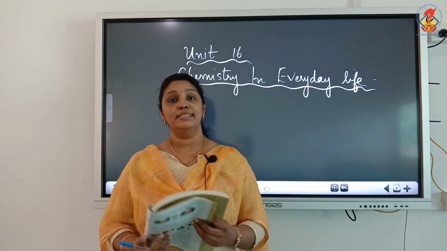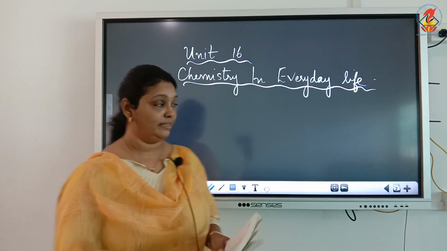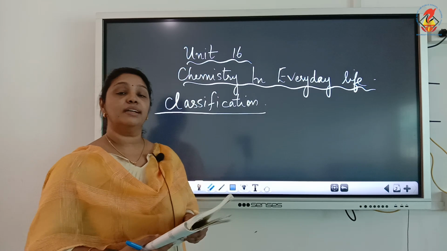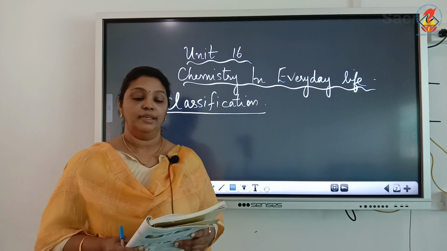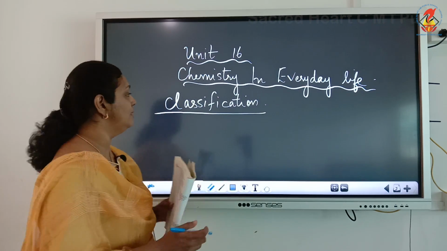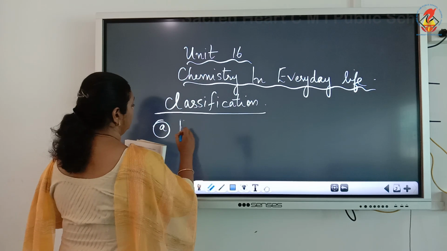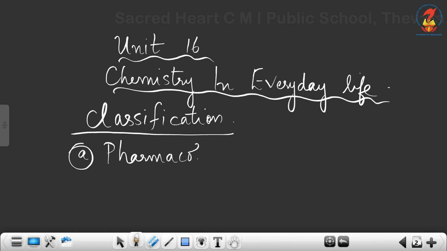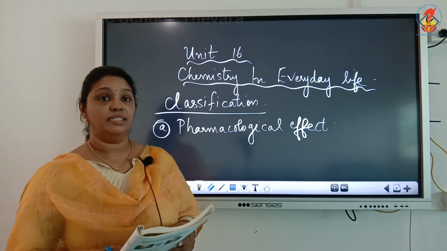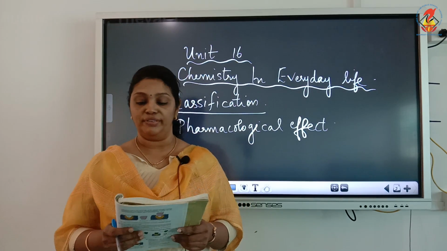Now next, let's see the classification of drugs. These drugs are classified into 4 types. The first type is classified on the basis of pharmacological effects. Now this classification is based on pharmacological effect of the drugs.